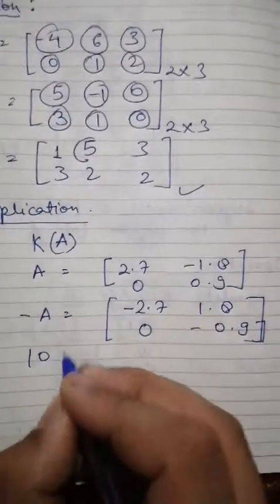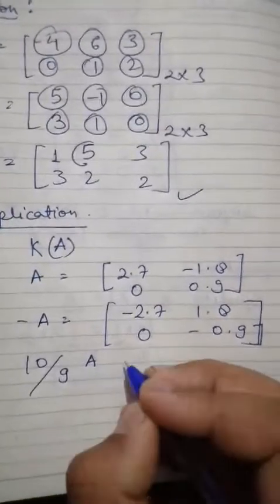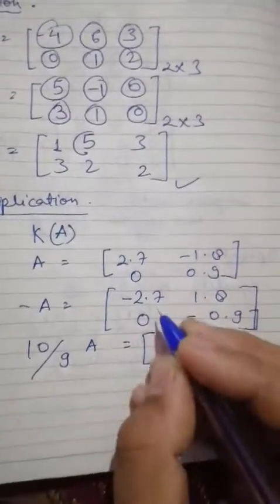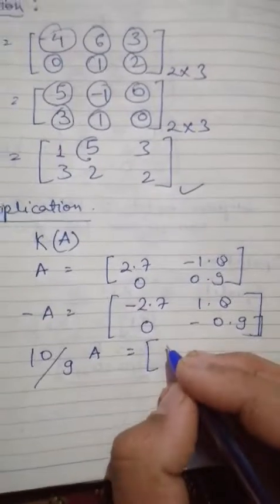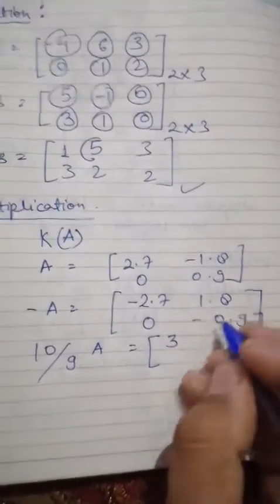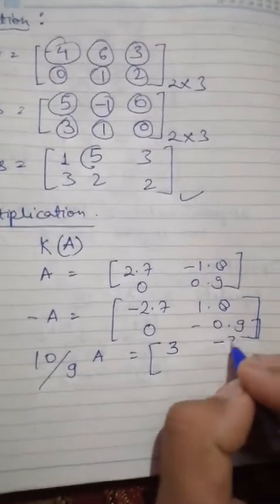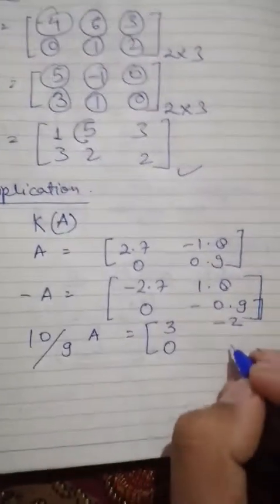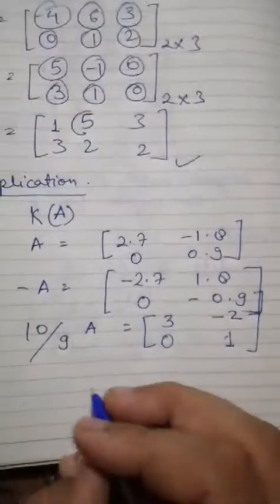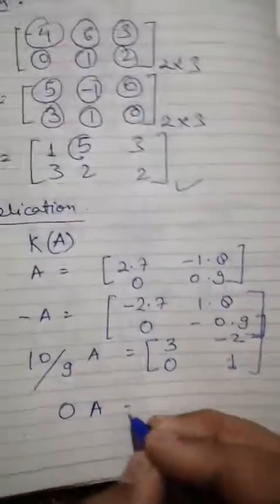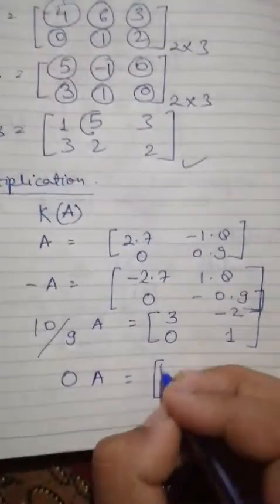Also, if we want to write 10 by 9 A, what will that be? Simply multiply this matrix by 10 by 9. This will give you 3, and 9 into 18... so -2, 0 and 1. Similarly, 0, anything into 0 equals 0.